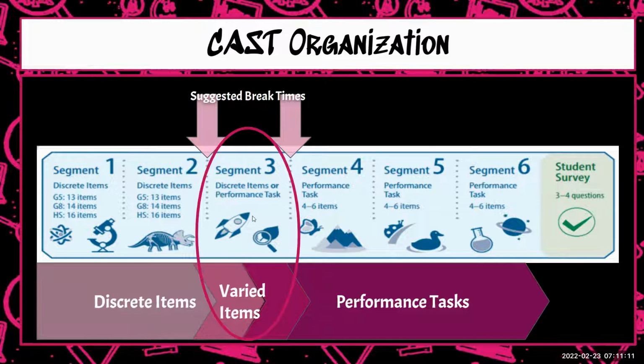Let's talk a little bit about segment 3 here, discrete items or performance task. Those are the field test questions. So those questions won't actually be counting towards the student scores on their assessment. These are the questions where they're trying to field test the questions to see if they are going to be used on future CAST assessments. So any students will either get a set of 12 to 13 discrete items, or they're going to get one performance task. They will not receive both in segment 3.